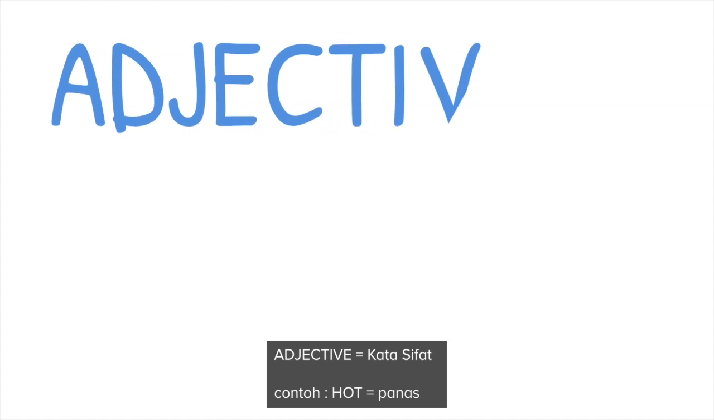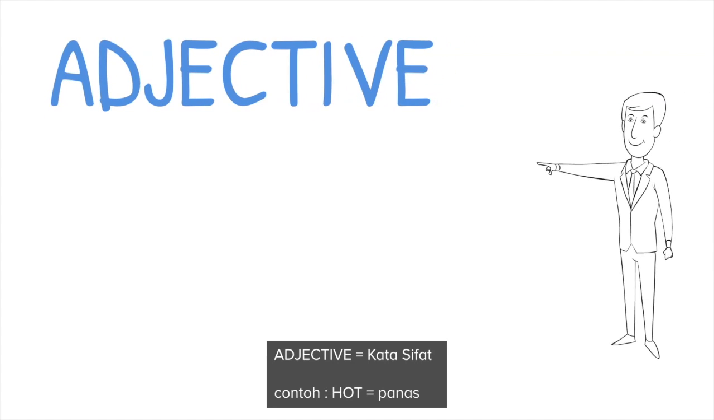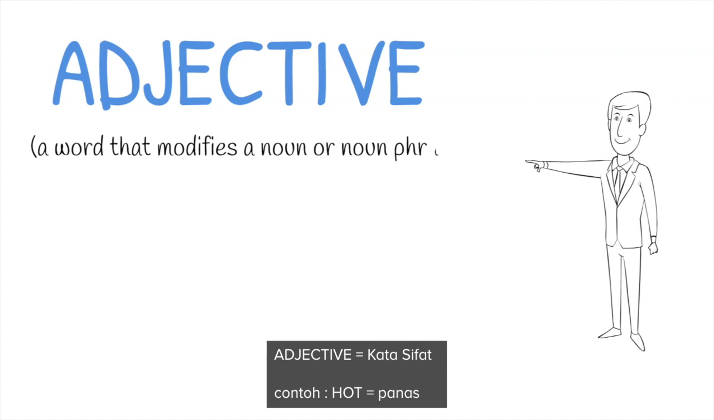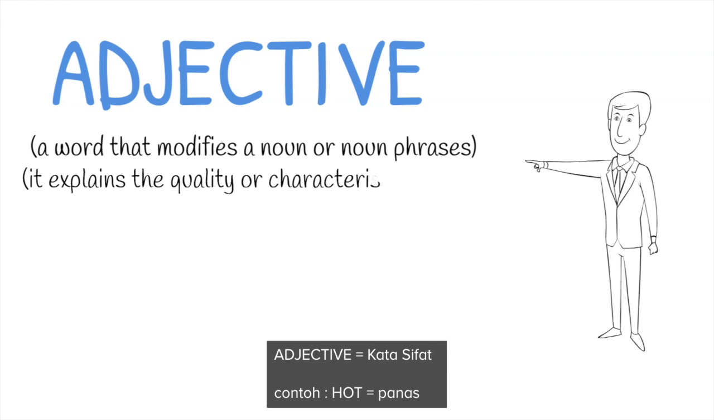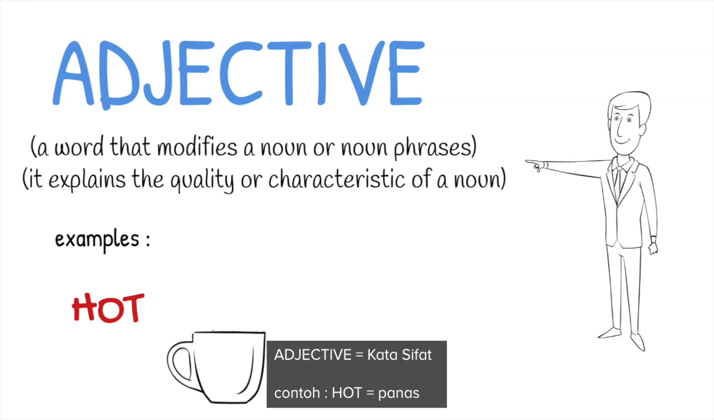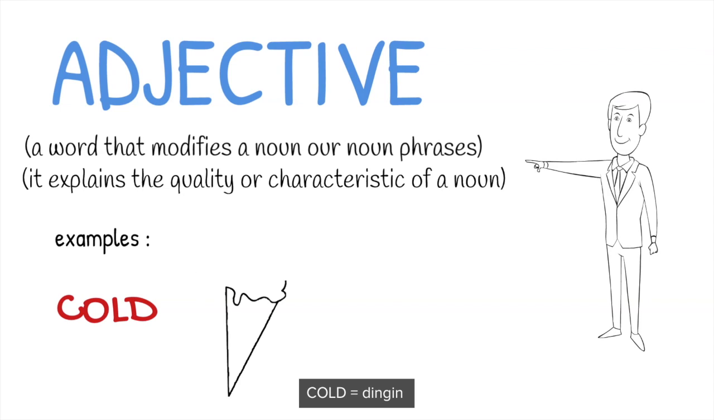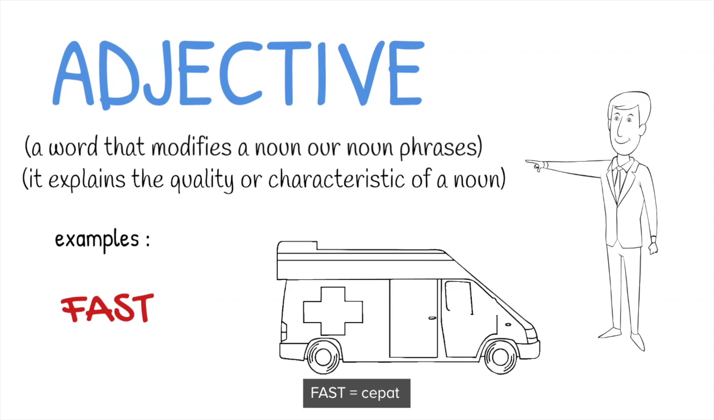And number 4 is adjective. It's a word that modifies a noun or noun phrases. It explains the quality or characteristics of a noun. For example, hot, cold, and fast. Another example would be slow.